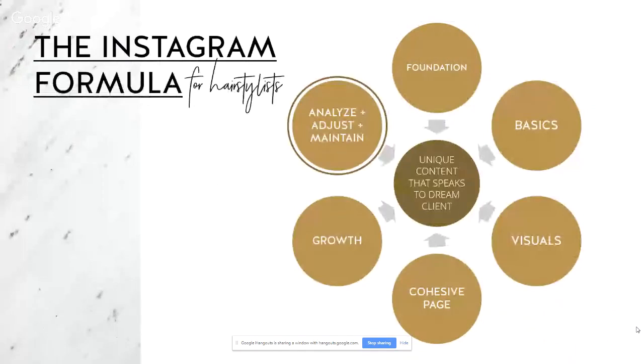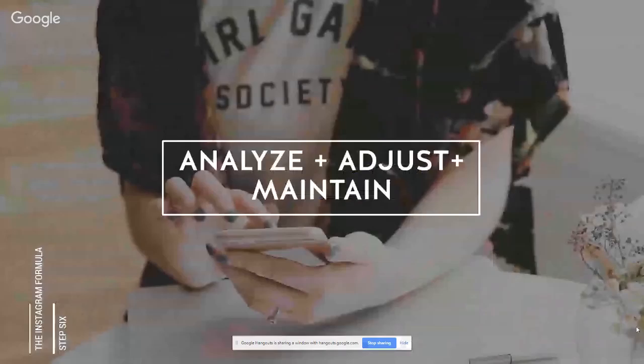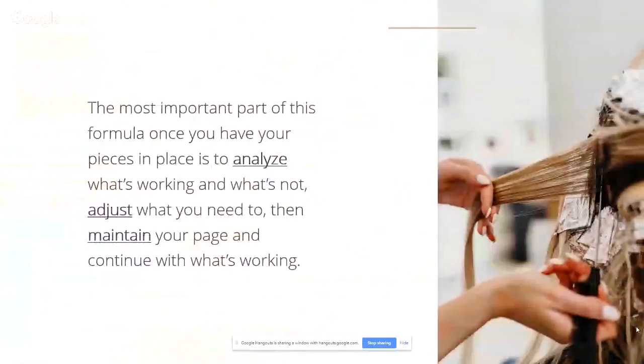All right, so now we've worked our way up to growing. Now we need to talk about analyze, adjusting, and maintaining our page. So I want you guys to think with me for a second. Pull out your cheat sheets or notebooks. The most important part of your formula, once you have these pieces in place, is to analyze what's working and what's not, adjust what you need to, then maintain your page and continue with what's working.